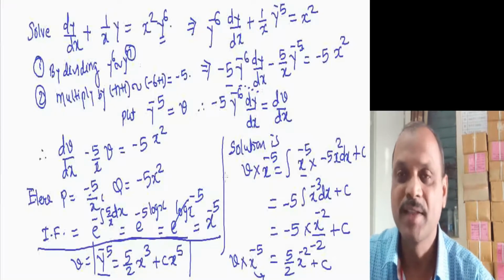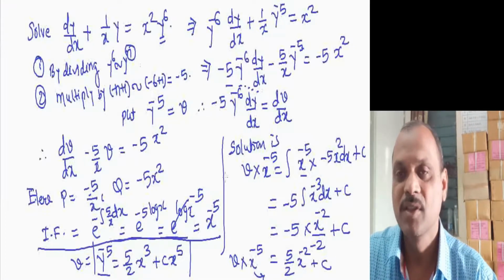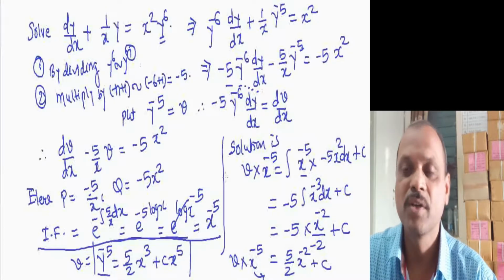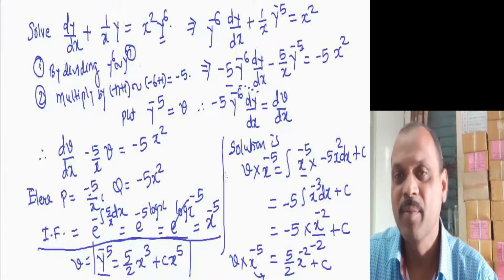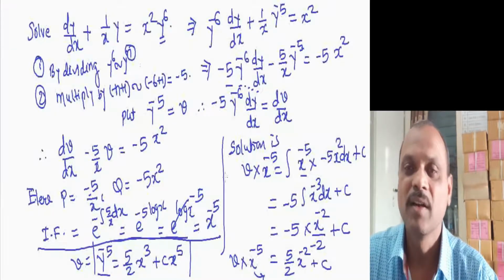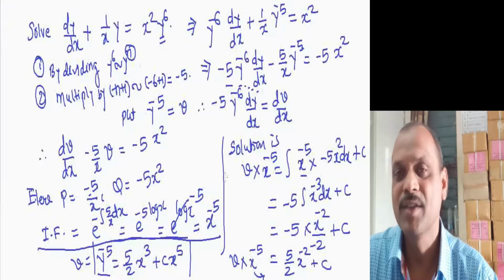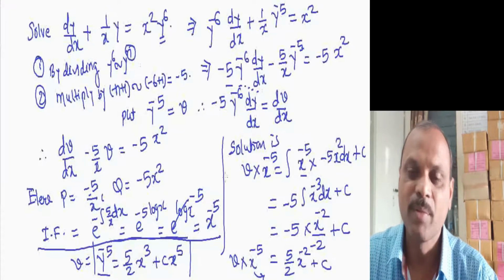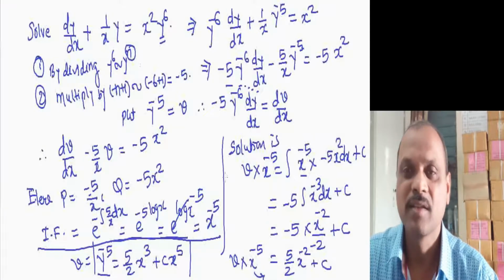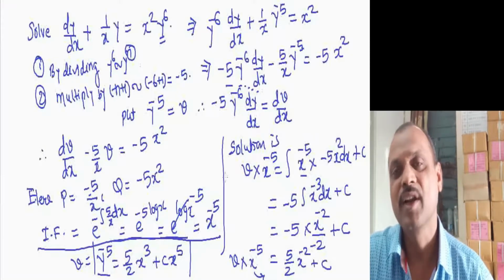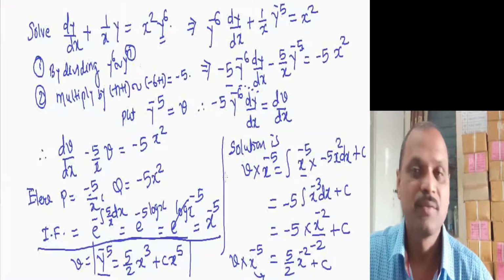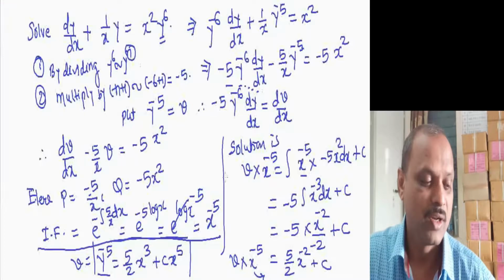So, here you can see how to solve this type of equation. The first step to obtain the solution is to divide this type of equation by y raised to 6, or y raised to n, then multiply by minus n plus 1 and then substitute y raised to minus n plus 1 equal to v, and the given equation will then be converted into a linear equation, which is easily solvable. Let us see one more example.